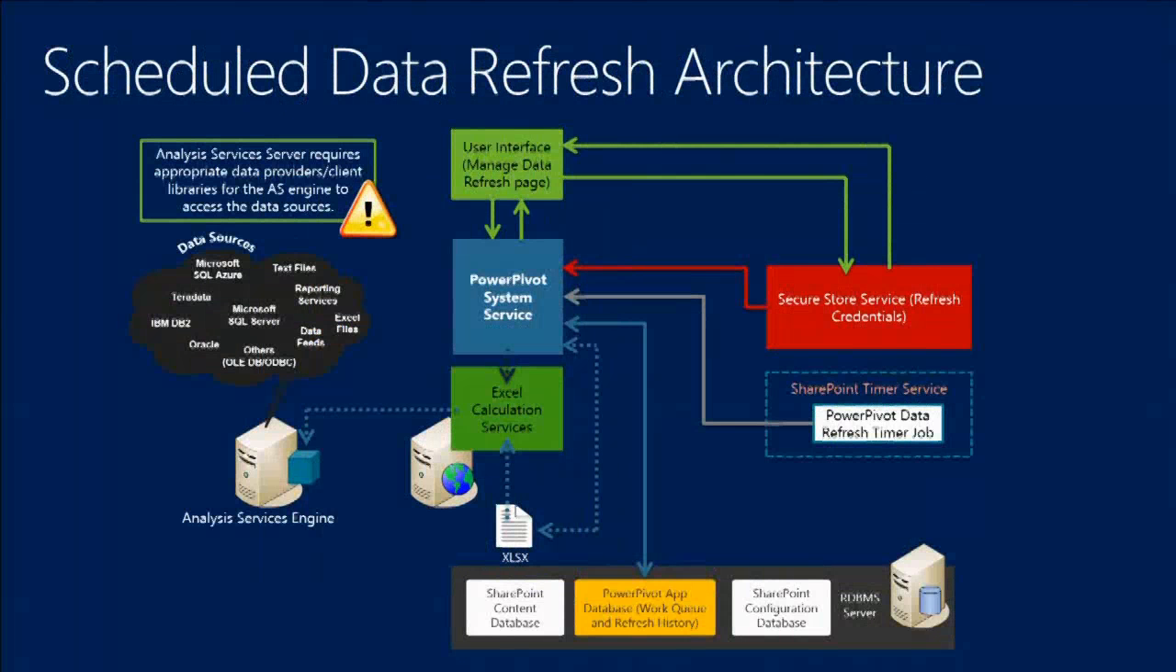How does the scheduled data refresh work? System service is our workhorse. We have a timer job that kicks in every minute. And it says, system service, please check whether a workbook needs to be refreshed. The system service goes into our AppDB. We have a table there called work queue. Let me show you. And I'm very proud about that because we made it really easy to hack that table.